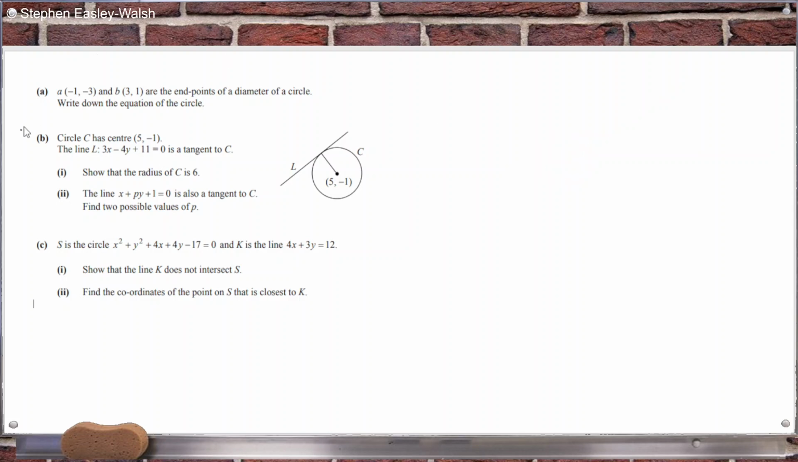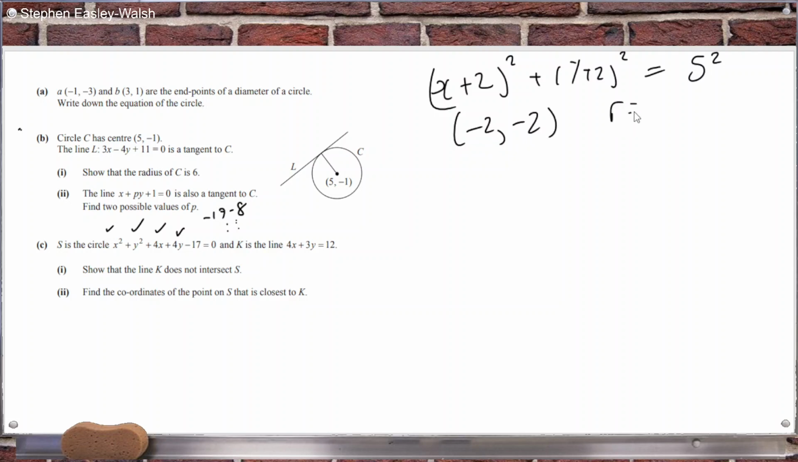Alright, so let's complete the square here. That's (x plus 2) squared plus (y plus 2) squared. So that will make x squared plus 4x and y squared plus 4y. It'll also make a plus 4 and a plus 4. It'll make a plus 8. But I need a minus 17, so I'll need to have minus 25. Yeah, minus 25. So equals 5 squared. Okay. So that's center minus 2, minus 2, radius of 5.